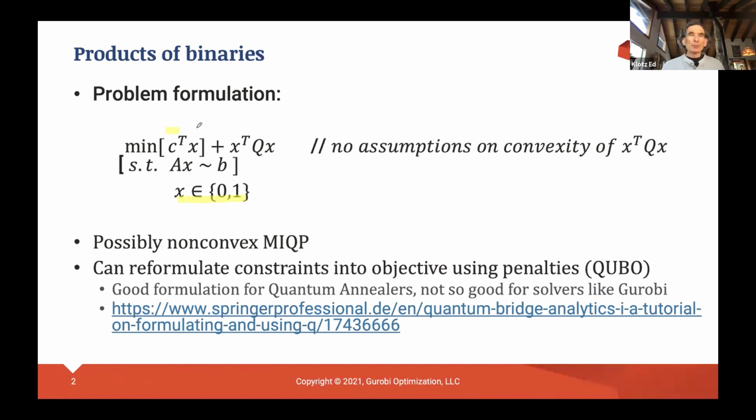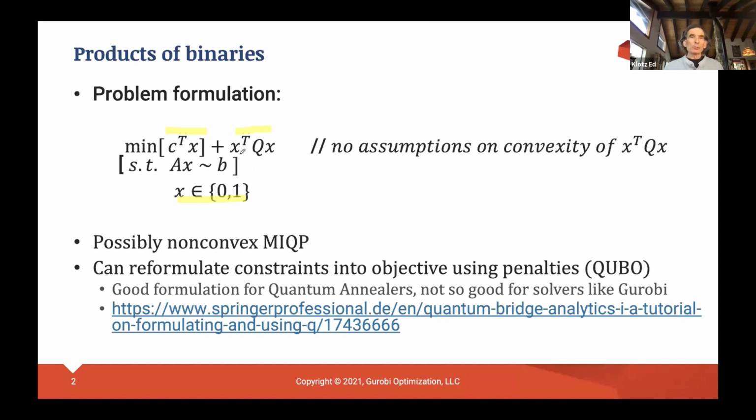We then have an optional linear objective term, and then we have this quadratic objective term with no assumptions on the convexity or lack thereof. We then have optional linear constraints, and the problem can still be hard even in the absence of linear constraints.